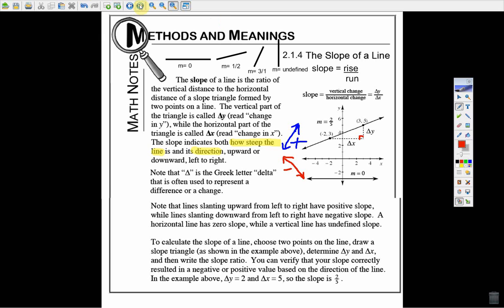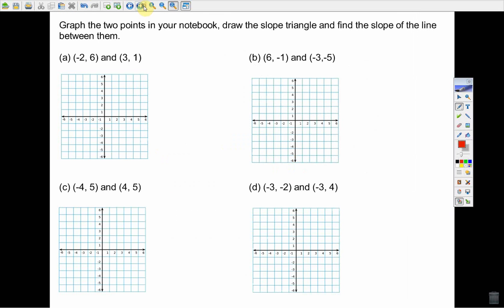So I've got some problems for you guys to work on here on the back. This says, graph the 2 points in your notebook, draw a slope triangle, and find the slope of the line between them. So start by graphing those points, connect the points with the line, draw a slope triangle between the points, find your delta y and your delta x, and your slope is going to be your delta y over delta x.